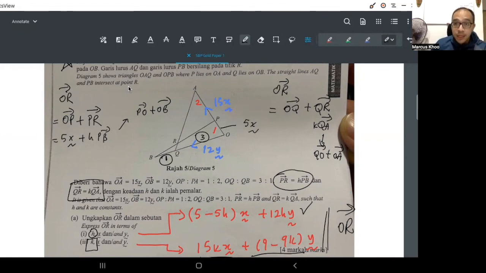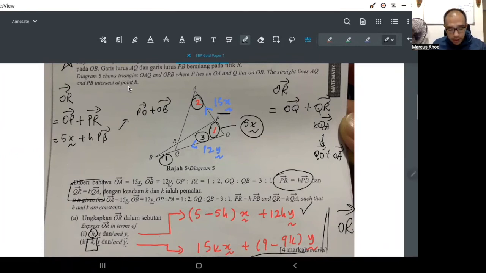Okay, but it can be done. Just make sure that you get the arrows and the directions correct and understand how the ratio works. Like I said, this one, how did I get this as 5x? Because this is 2 parts, this is 1 part, and the whole thing is 15x. 3 parts is 15, so 1 part must be 5 lah. It's very basic ratio logic.